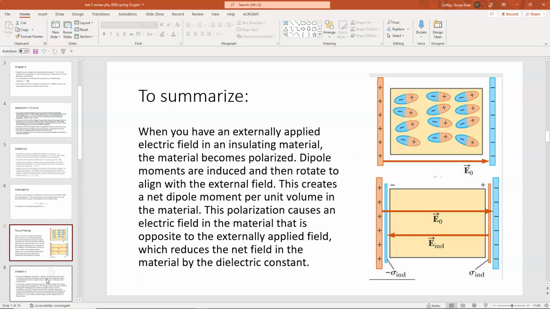So to summarize, here's a little schematic and what the schematic is saying in words. When you have an externally applied electric field in an insulating material, that material becomes polarized, as is shown in the little cartoon with the plus and minus charges. Dipole moments are induced, and then they rotate to align with that external field, and that creates a net dipole moment per unit volume in the material. The polarization of the material causes an electric field in the material that's opposite to the externally applied field, and that reduces the net field in the material by the dielectric constant. And you can see here the picture of the induced charge on the surface of the dielectric and the bound charge on the capacitor plates.